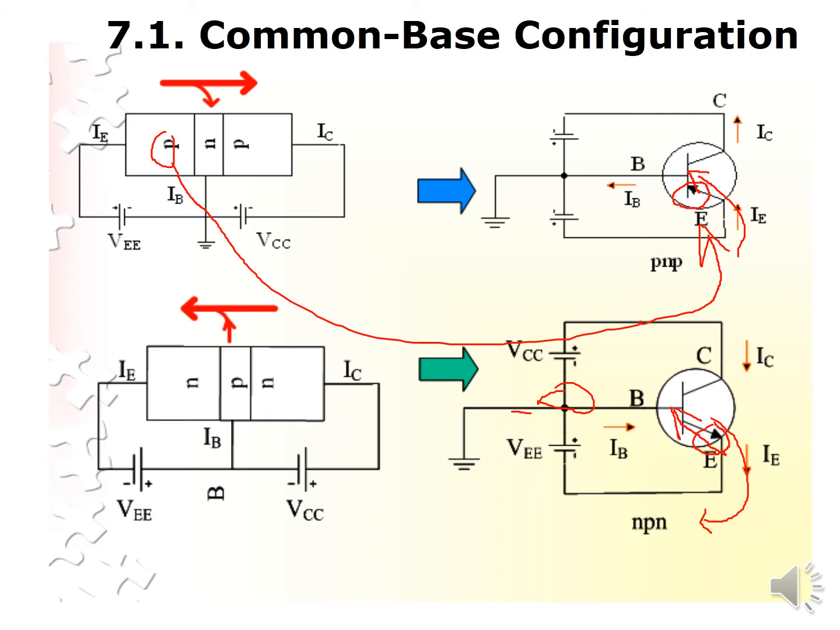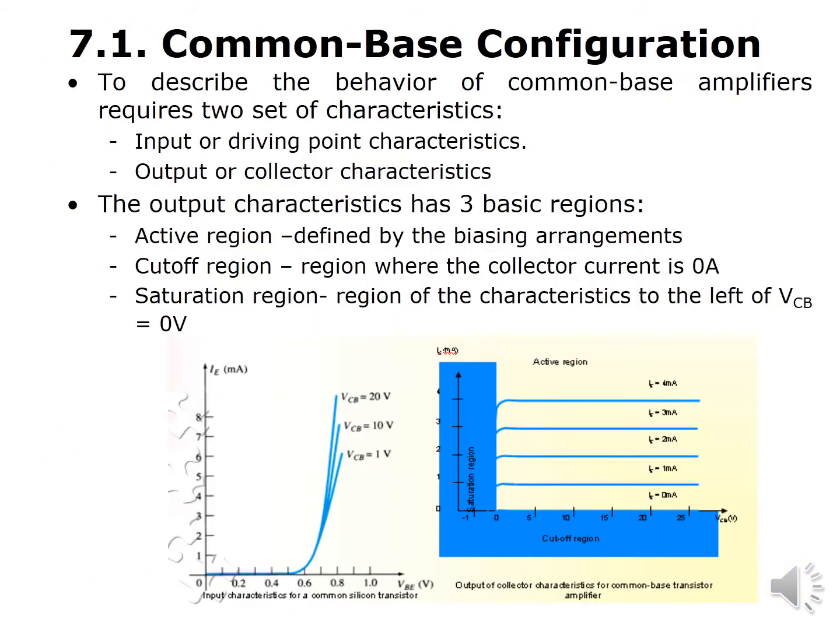And yes, you can see our base is, in this case, the ground, or sometimes it's closer to the ground. Again, it's common to the output circuit, which is the collector circuit, and the input circuit, which is the emitter circuit. For the common-base configuration, we look at the characteristics, that is the input or driving point characteristics, and the output or collector characteristics. Our driving point characteristics are referred to the emitter in this case, and our output characteristics are referred to the collector.